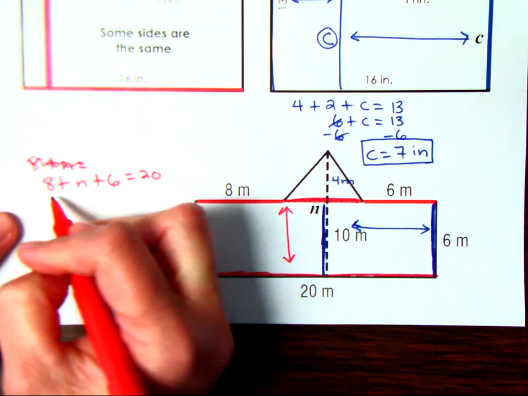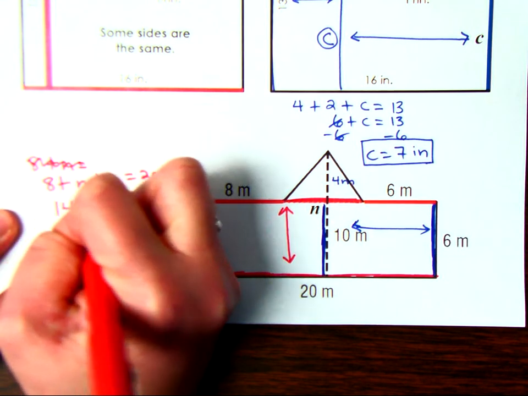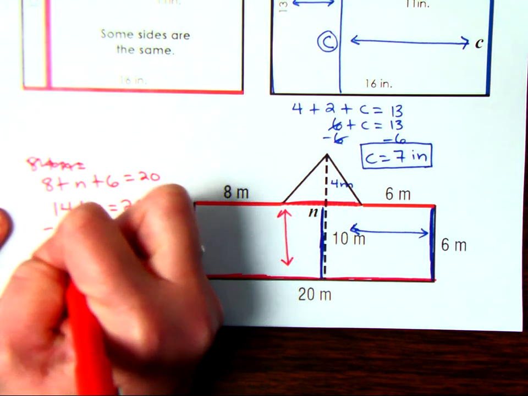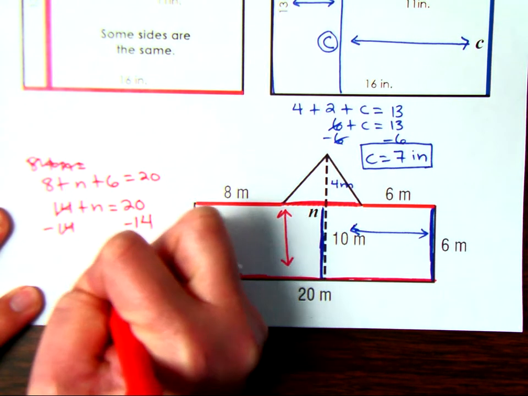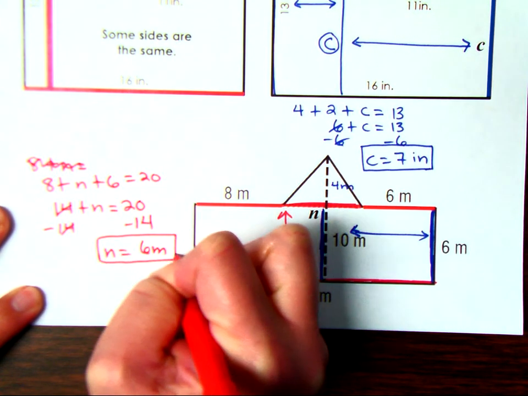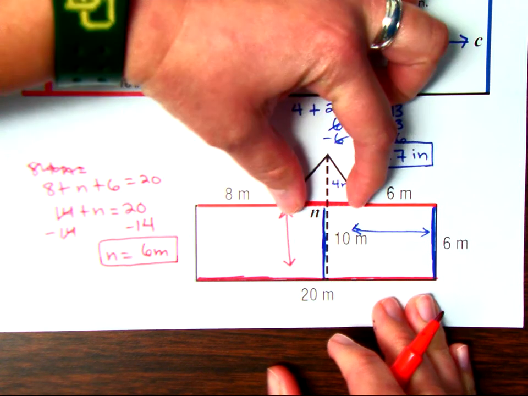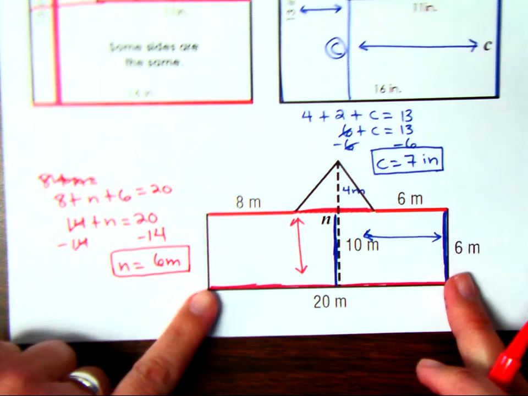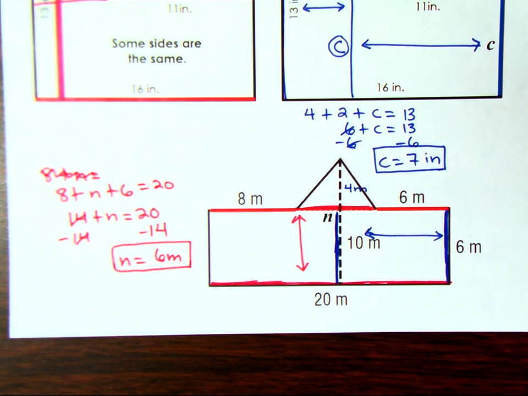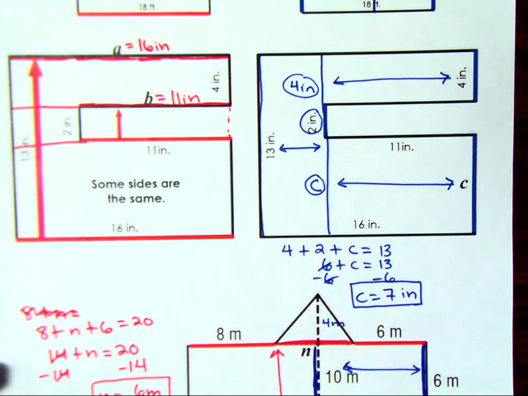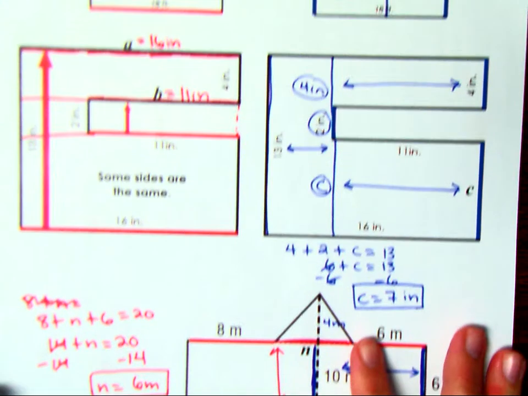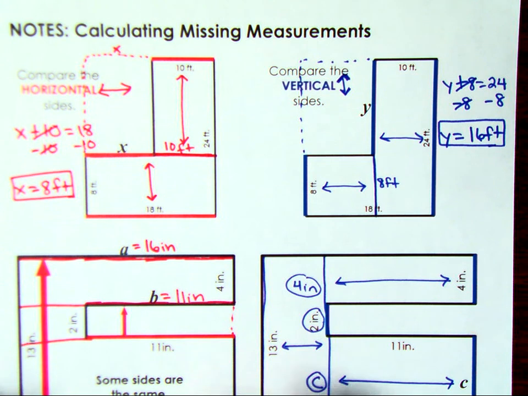So we're going to combine like terms. 8 plus 6 is 14. We can't add the n to it because they're different. Then we subtract 14 from both sides. And n is going to be equal to 6 meters. And here again, you always want to double check. 8 plus 6 is 14. 14 plus 6 gives you that total distance of 20. So again, we're first breaking up into shapes that we know, finding the missing measurement if we need it, and then in our next lesson, we're going to start finding the area of that. If you don't have those missing measurements, we need to know those so that we can find the area.